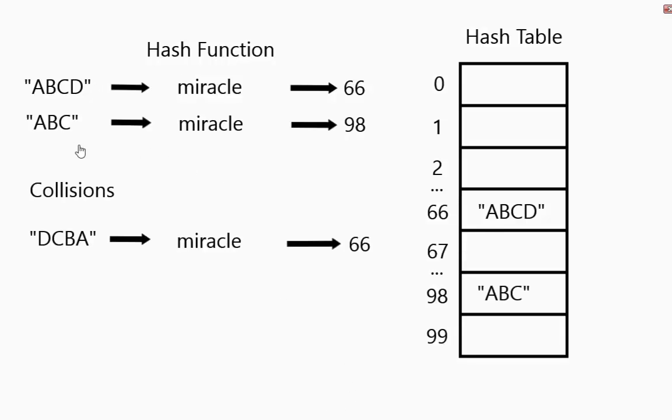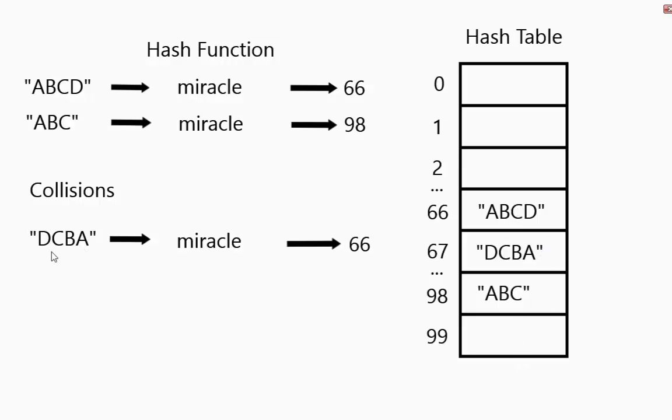Likewise, you would have something like ABC goes into 98. Now what happens if you have two things that collide? Let's say this DCBA also ends up in number 66 here. Well, there's a couple of ways you can deal with this. The first is you just look for the next empty slot in the table, and you put it in there. So in this example, it would go down in this slot. And then if we're looking for this later on, we start in 66 and just keep walking down the table until we find the thing we're looking for.